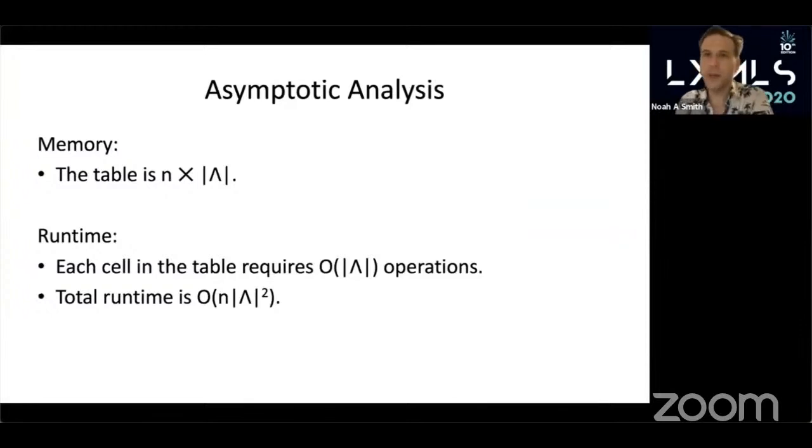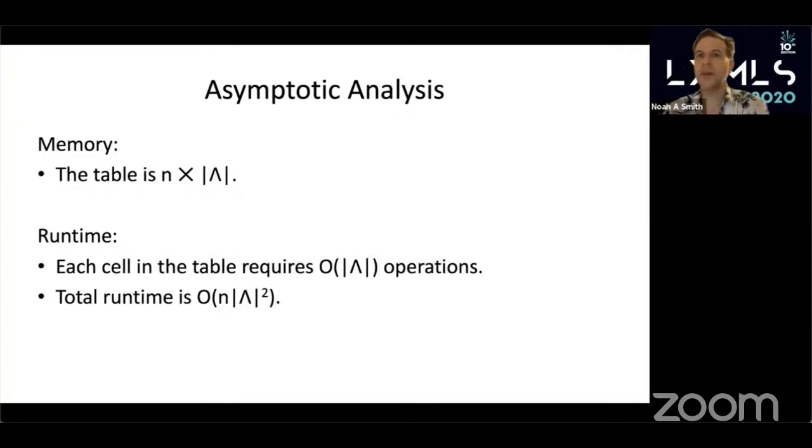Finally, I want to close this part by quickly analyzing the asymptotics of the algorithm. The main thing you're storing, apart from the HMM itself, when you run the Viterbi algorithm, is the table. The table had n columns, one for each word, and one row for each state or label. So the total memory requirement is n times size of lambda.